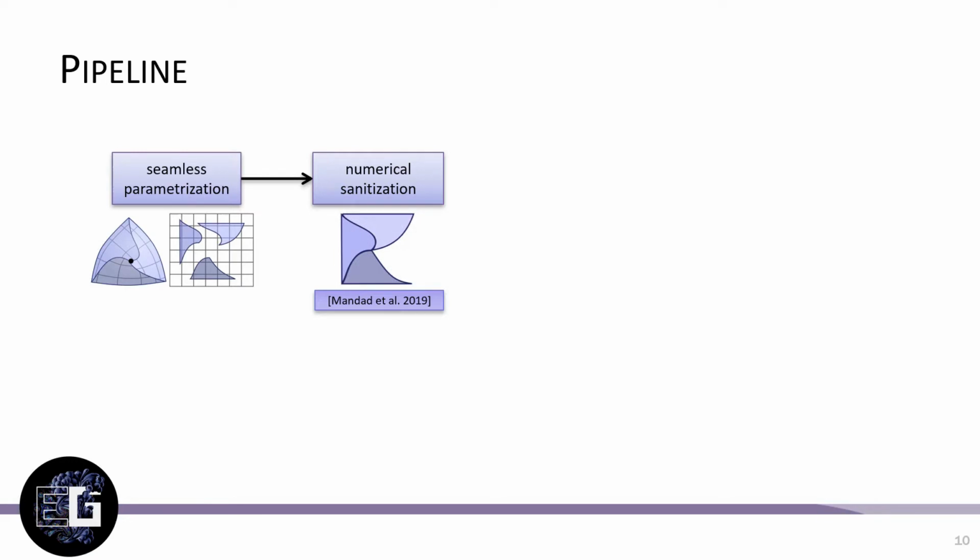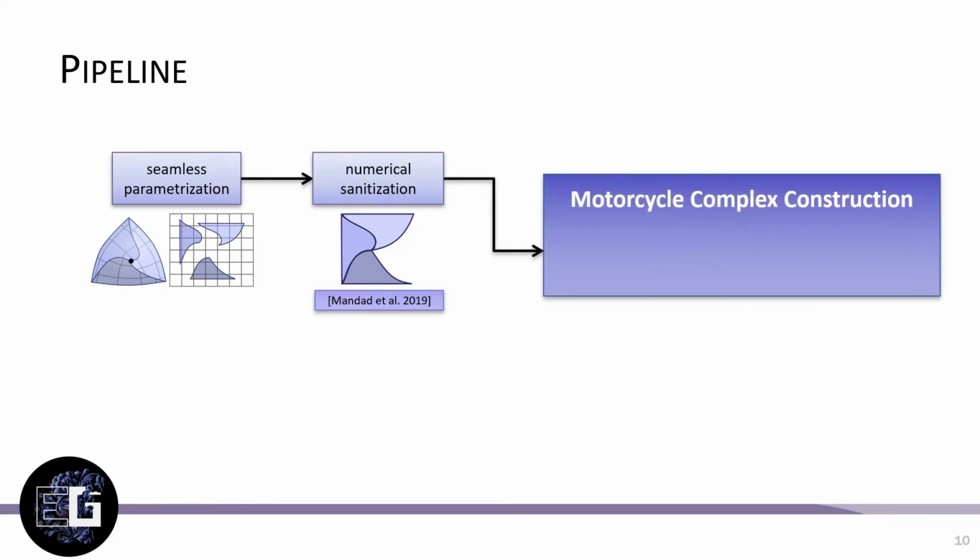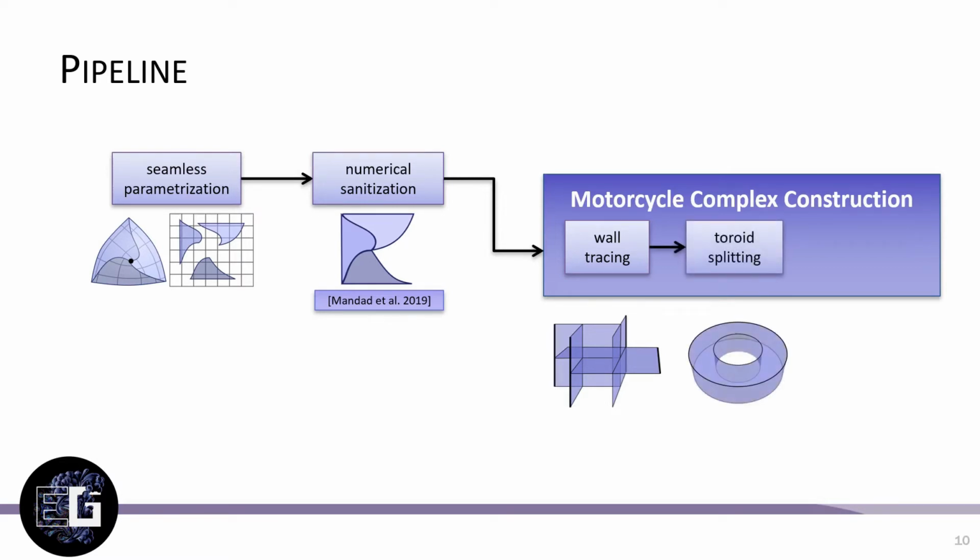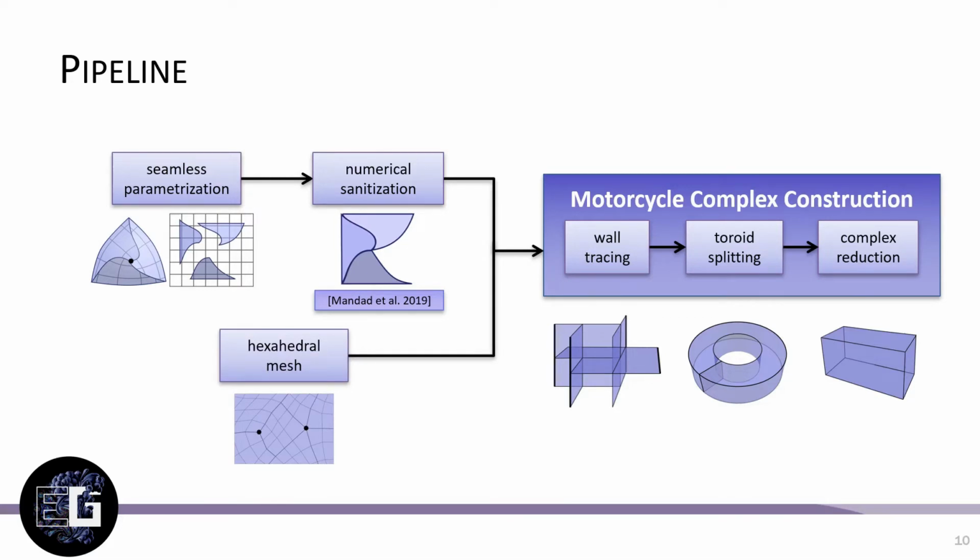On the sanitized input, we then construct the motorcycle complex in 3 steps. First of all, we trace walls through the volume. These partition the volume into cells. Our analysis shows that the resulting cells can be more complex than a simple cuboid. However, it turns out that even such complex cells can always be simplified by introducing additional walls. Finally, we find regions where the number of cells can be reduced by merging cells, so we perform this reduction as well. Notably, our algorithm works just as well on hexahedral meshes.